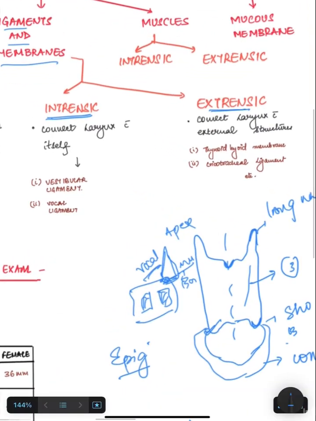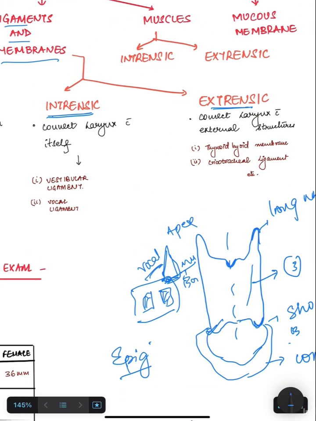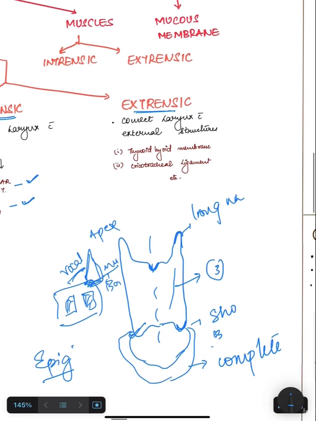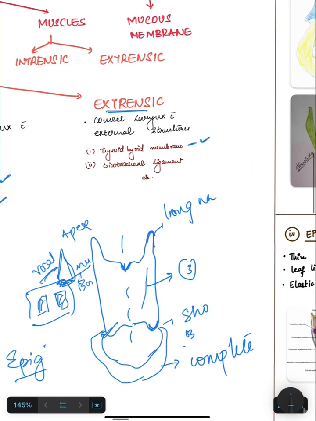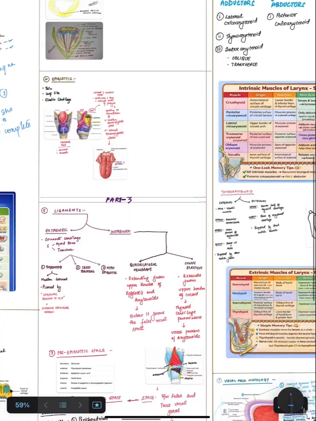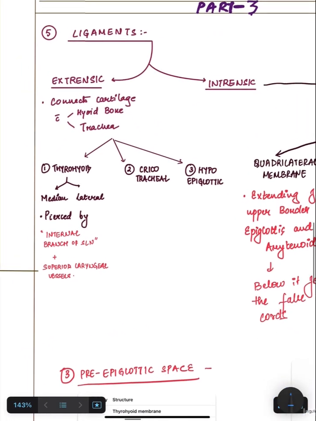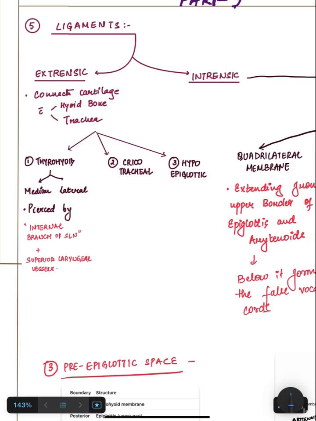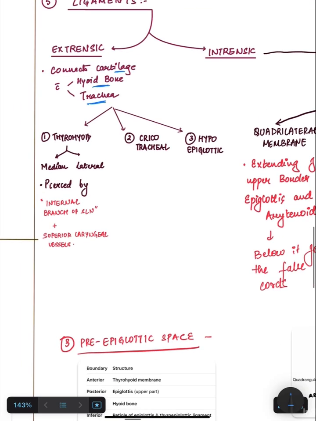So now what are the intrinsic ligaments and what are the extrinsic ligaments? We'll just go through the names, then we'll go in detail. Intrinsic: first is the vestibular ligament, and second is the vocal ligament. Extrinsic: we have the thyrohyoid ligament and the cricotracheal ligament. Ligaments are very easy because most of the things are in the name itself. So first we are going to talk about the extrinsic ligaments. Extrinsic ligaments connect cartilage with either the hyoid bone or the trachea. Easy? Yes.